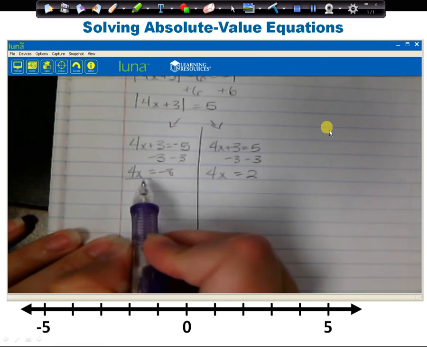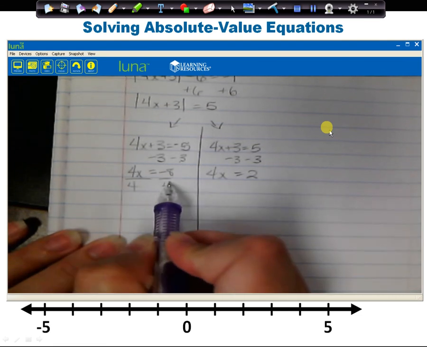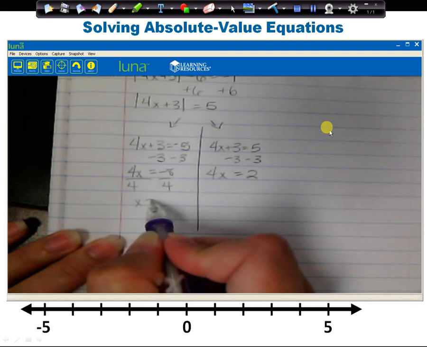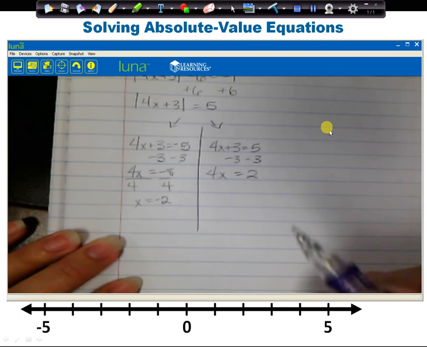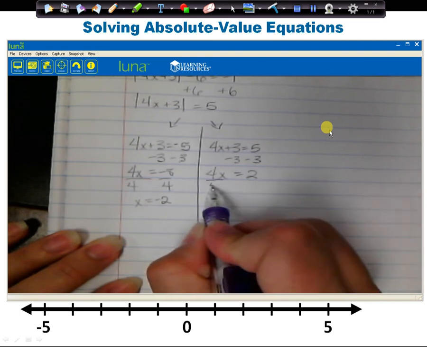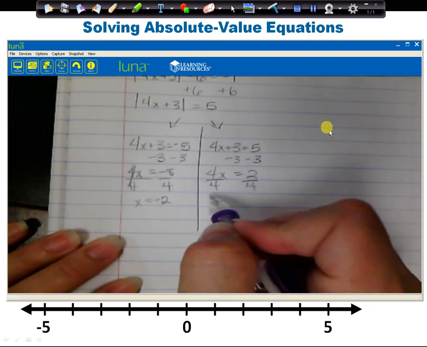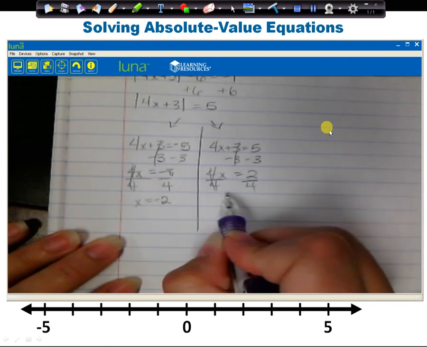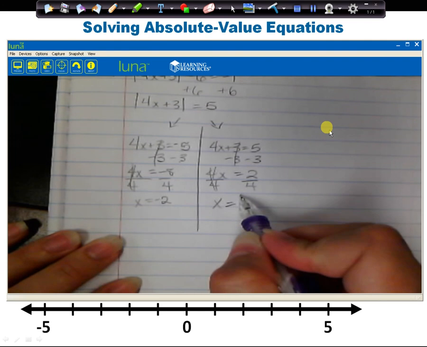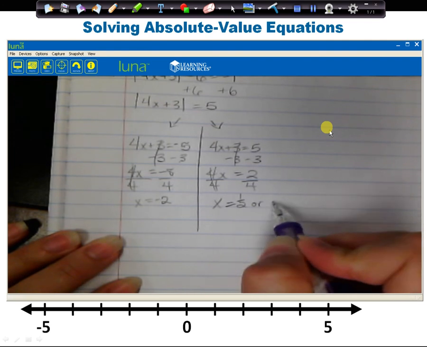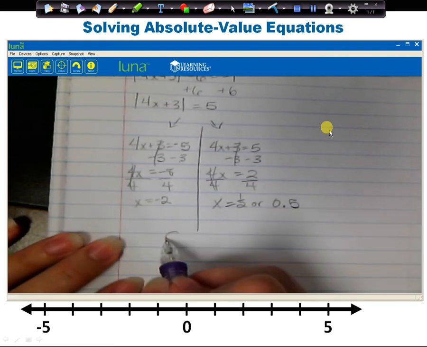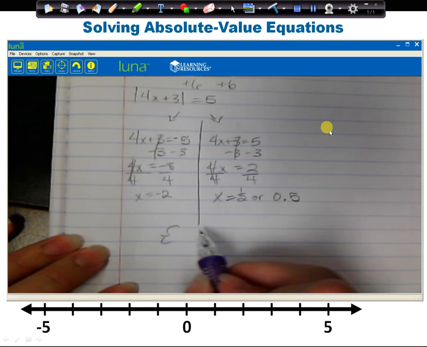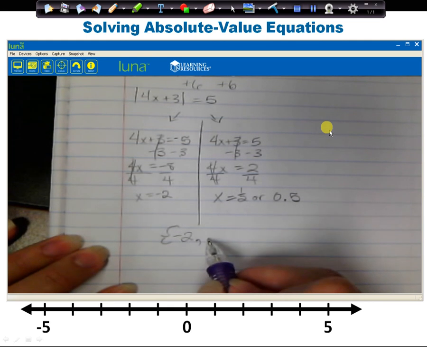Now I have to get my 4 away from my x, so I'm going to divide both sides by 4. This gives me x equals -2, because -8 divided by 4 gives me -2. And over here, I'm going to divide by 4. See, that cancels. That cancels. And it gives me x equals 1/2, or 0.5. So least to greatest in my squigglies, I'm going to write my solution set, and I have -2, comma, and I'm going to use 0.5 for this one because that's what I use in my check.